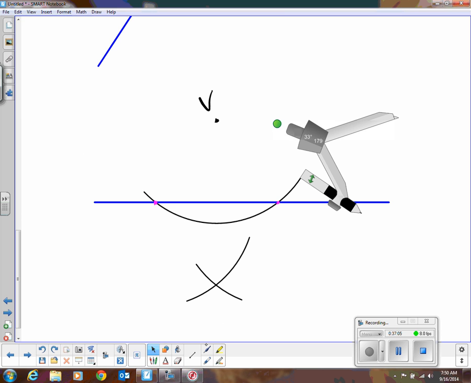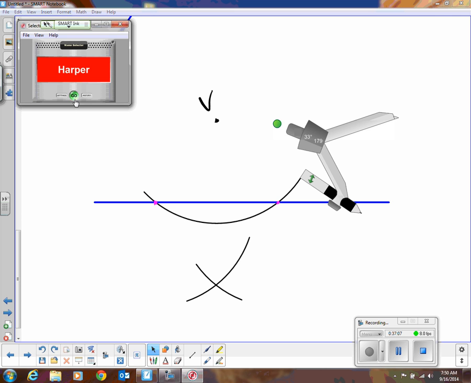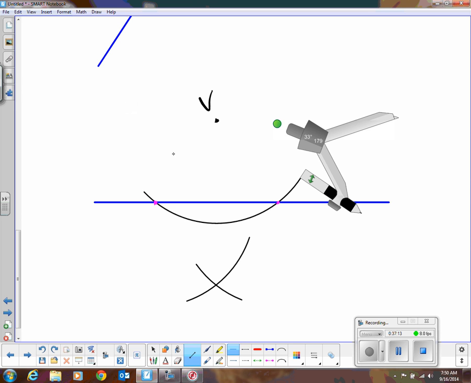Harper, not here. Brittany, in. We're going to connect B to my point of intersection. I'm going to draw a right angle showing the perpendicular. All right.